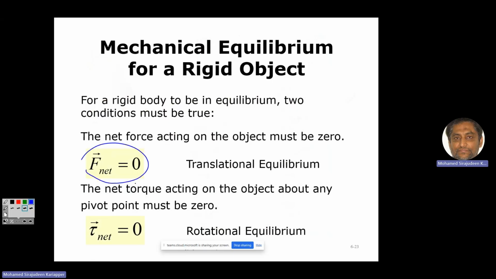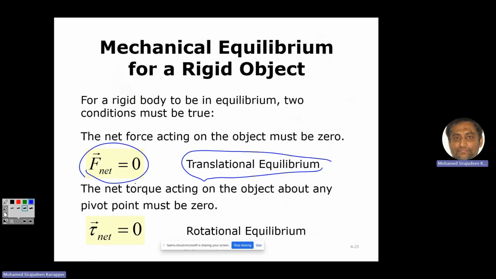We know about this already. The condition for equilibrium is net force has to be zero, otherwise there will be acceleration. Acceleration means velocity is changing. Constant velocity means equilibrium. Changing velocity means no equilibrium. So this condition is called the condition for translational equilibrium.